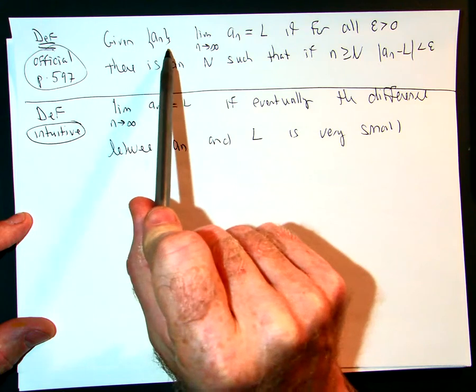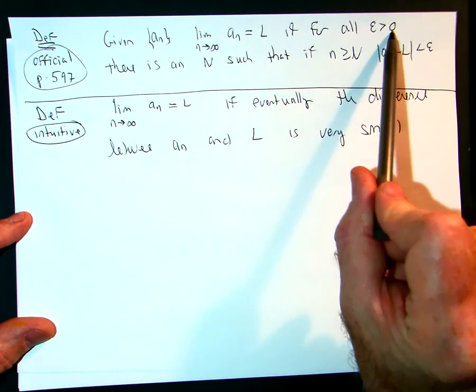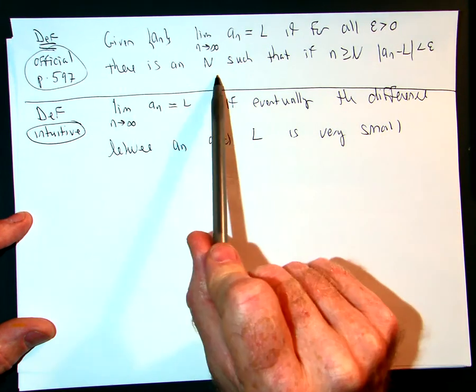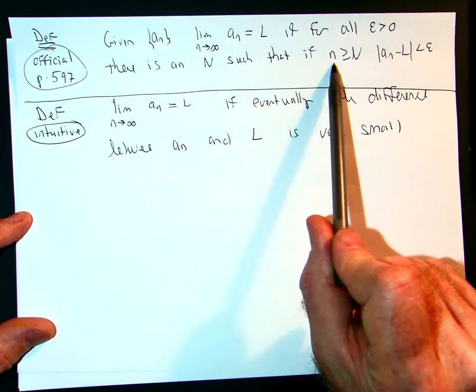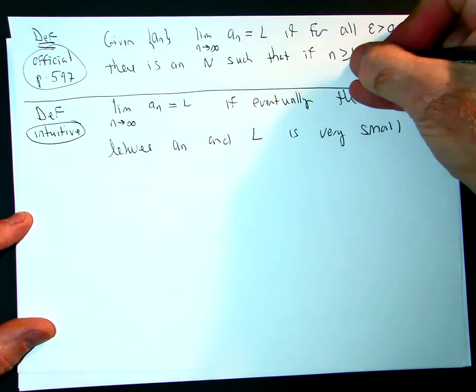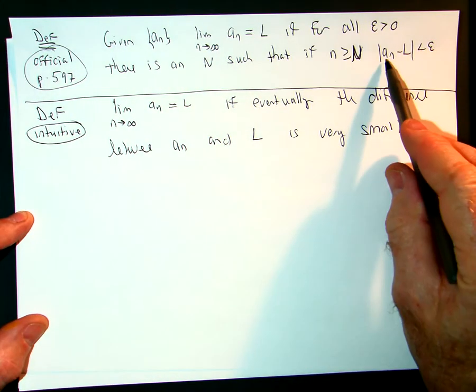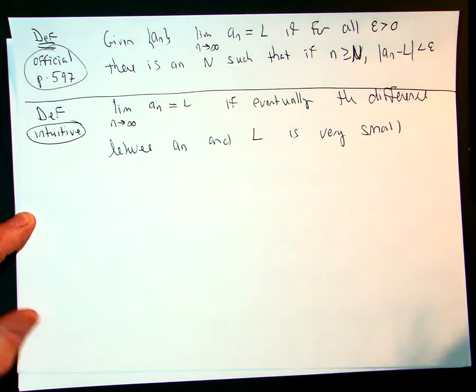Given a sequence a_n, the limit equals L if for all epsilon greater than 0, epsilon being a very small number usually, there is an index capital N such that if little n is greater than capital N, and let me make that clear, that's a capital N, then |a_n - L| is less than epsilon. Okay, so what does that mean?